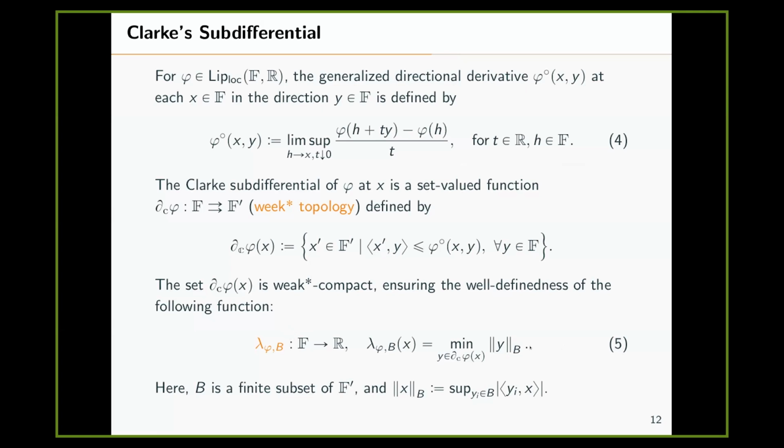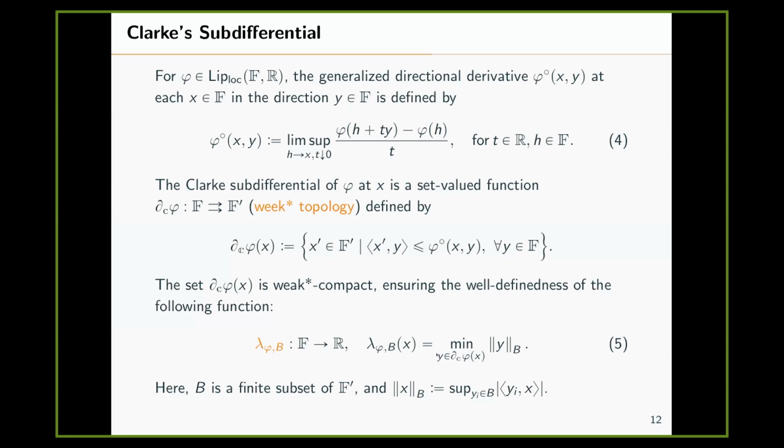Here is the definition. We will use this family of seminorms that define the weak-star topology, for any finite subset of F. This is a seminorm that defines the weak topology on the dual space. And the function lambda is the minimum of such seminorms over the Clarke subdifferential, or this set, which is compact in the weak-star topology. So it is a well-defined function.